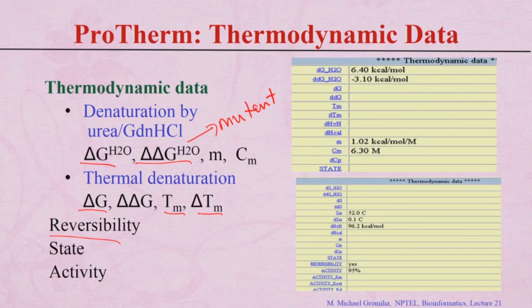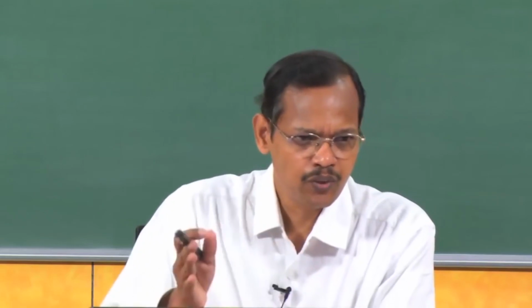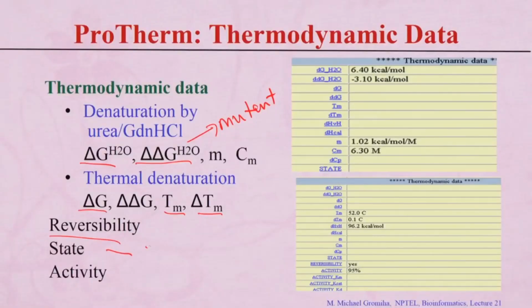What is the meaning of reversibility? If you have the folded state and unfolded state, and under other conditions you can come back from the unfolded state to the folded state, that is called reversible. And then the states, that is how many states, for example unfolded to folded, or whether they have intermediate states. So this will give you the state. If it is 2, then it has a folded state and the unfolded state. Then we give the activity of that particular protein.